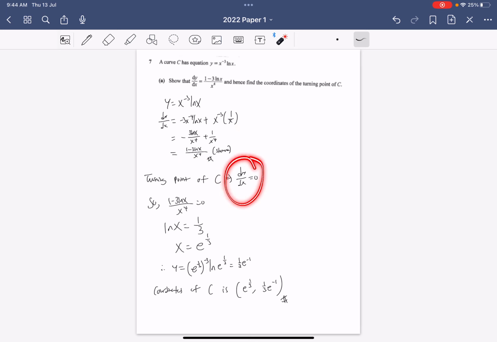To find the turning point, you're supposed to solve dy/dx equals 0. So this equals 0 means ln x equals 1/3. And that means x equals e to the power 1/3. This means that y equals e to the power 1/3 to the power minus 3 ln e^(1/3). This part is just 1/3. And this part is just e to the power minus 1. So the coordinates are (e^(1/3), 1/3 e^(-1)). So I hope it's very clear how to do it step by step, and the thought process.